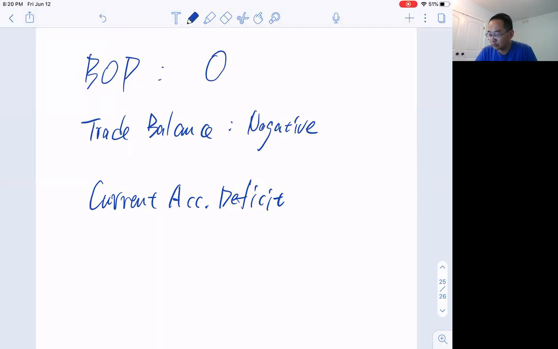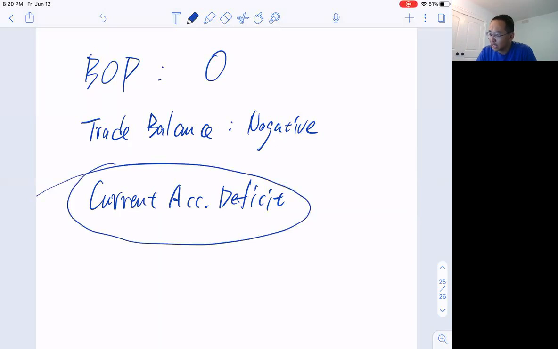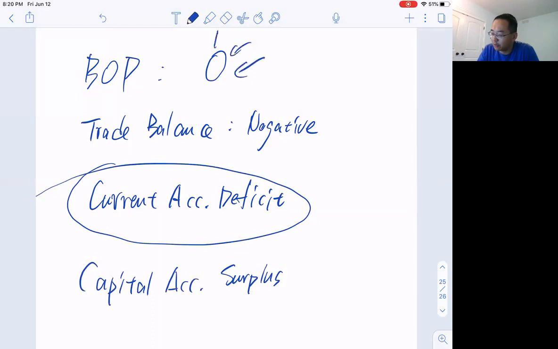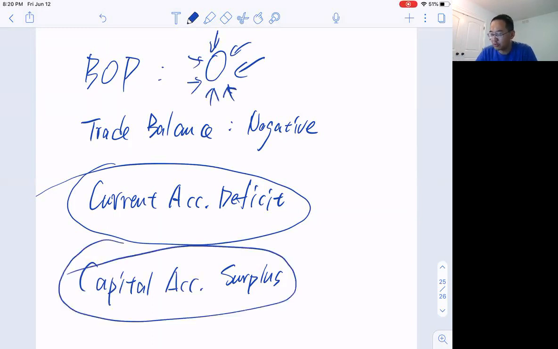So what's going on here is that we can have a big current account deficit as long as we have a capital account surplus, which makes our BOP balance the big O desired zero, and then we are okay. And in fact, we do have a capital and financial account surplus. Here I'm just writing capital, but I mean capital and financial account. We do have a big surplus in that. Our BOP is the big O desired zero. So there's actually nothing to worry about in terms of the whole picture.